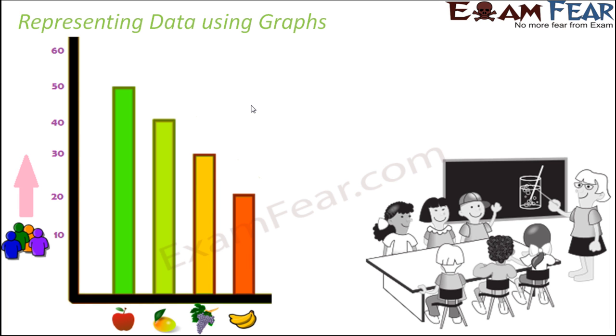Now, looking at this graph, you can very clearly say how many students like apple. So you see this is apple, how many students like apple? Almost 50 students like apple. How many like mango? Almost 40. 30 of them like grapes and somewhere around 20 of them like bananas. So just looking at this graph, you can very easily say how many of them like what and which is the most liked fruit in the entire class. I mean, which is that fruit which is liked by most of the students in the class. So this is how the graphical representation of data looks like.